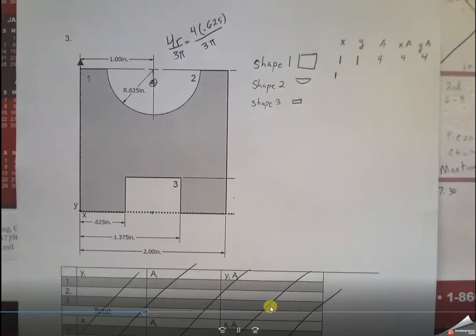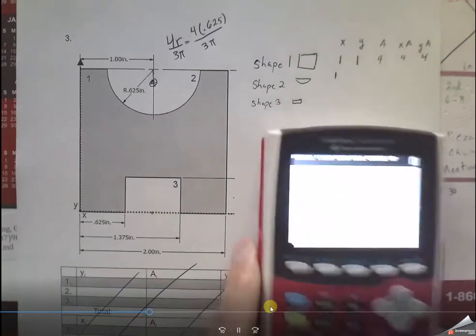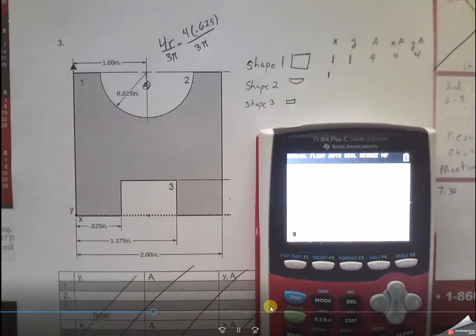Grab out our trusty calculator and do some calculator punching here. We've got 4 times 0.6.